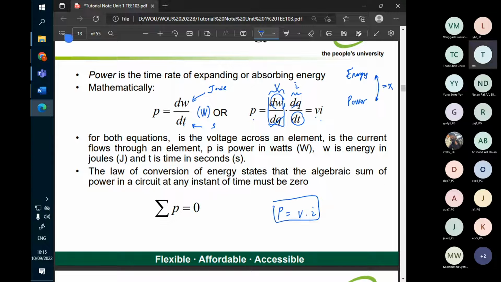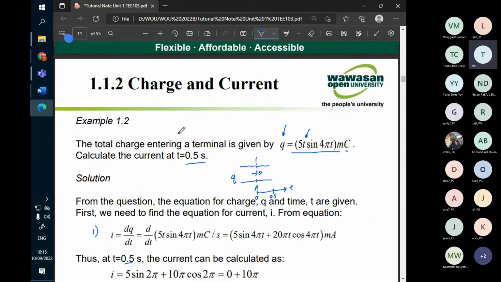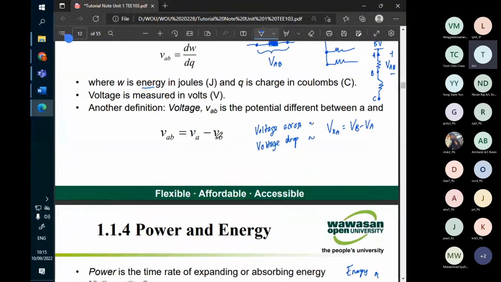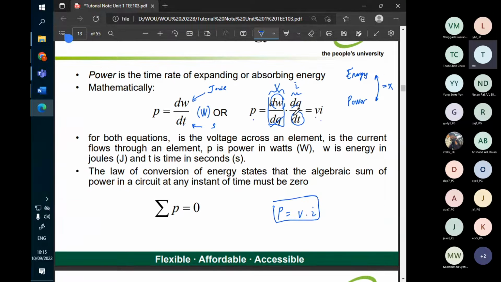You need to start all the way from the dq dt, and then all the way through the voltage, then all the way through here, and in the end you arrive at the total power can be written as V times I. Okay, this is how they use these two terms, right?